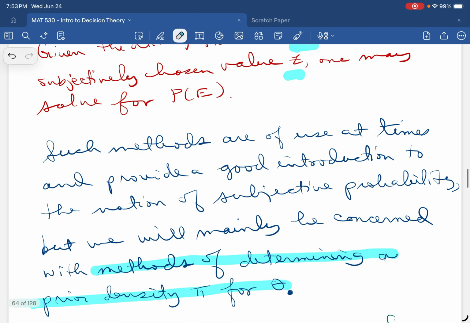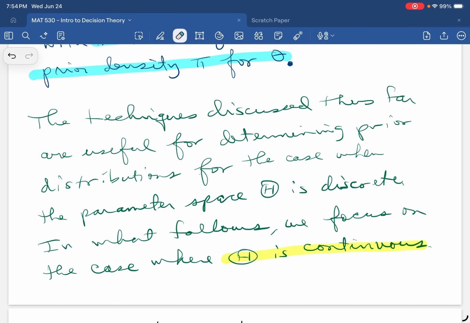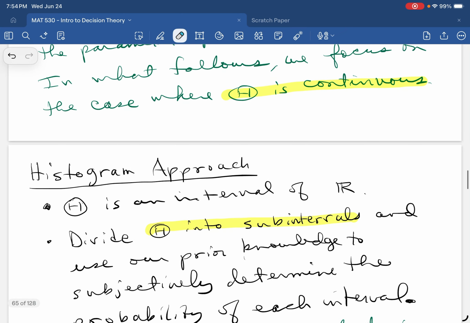And these methods are useful at times to determine these subjective probabilities, but we are going to focus on methods to determine a prior density for theta. And then also, how do we combine that with the data to update our understanding of theta and the distribution thereof. Now, these techniques are useful for determining the prior distribution if our parameter space is discrete. So in what follows, we're going to focus on the case where the parameter space is continuous.